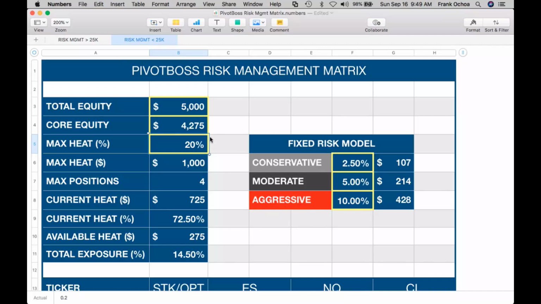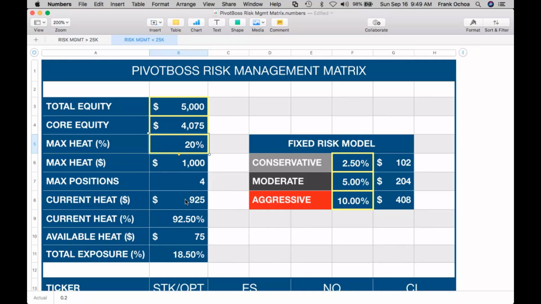Now you're in two trades. One is moderate, one is aggressive. You have a current heat of 725, so you can now risk up to 275. Now you put on another trade, say it's moderate, that's 200 bucks. Let's just call it 200 to be even. That gives you 4,075. And now you can see that your available heat to risk is only 75 bucks. Overall, 925 is the current heat.